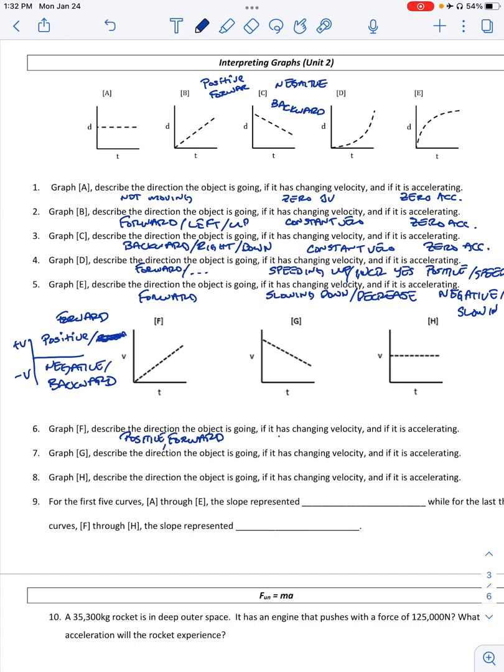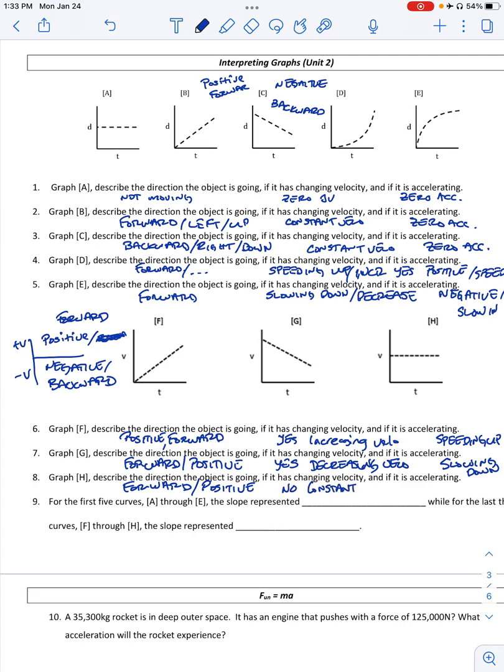All right, change in velocity? Yes. This is increasing velo. And is it accelerating? Yep, it's speeding up. Okay, G, this is still going forward. Positive. All right, is it changing velocity? Yes. It's decreasing velo. And then is it accelerating? Yep, it is slowing down. Okay, direction is going. This is still forward and positive. Is it changing velocity? No, this is constant velo. Is it accelerating? No, this is 0 acceleration.